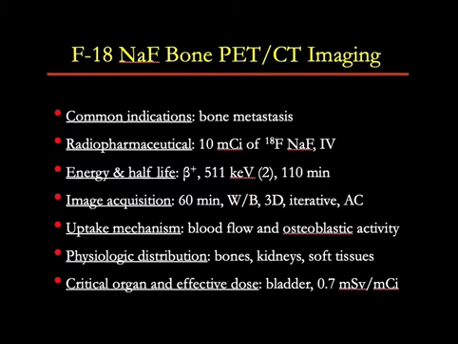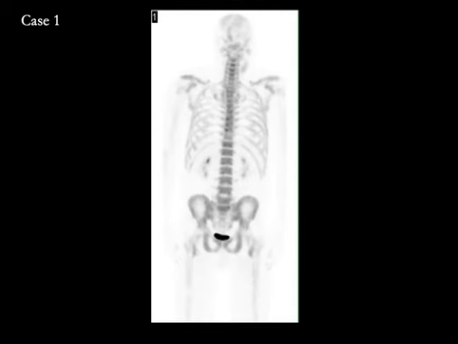Physiologic uptake is seen in the bones. There is excretion of the tracer from the kidneys into the urinary bladder, and there is faint soft tissue activity. The critical organ for this radiopharmaceutical is the urinary bladder. Let's look at a normal F18 sodium fluoride bone PET-CT as a rotating MIP image.